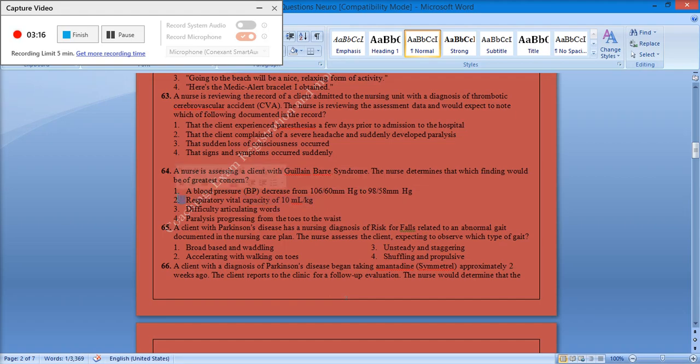65. A client with Parkinson's disease has a diagnosis of risk for falls related to an abnormal gait documented in the nursing care plan. The nurse expects to observe which type of gait? 1. Broad-based and bending. 2. Accelerating with walking toes. 3. Unsteady and staggering. 4. Shuffling and propulsive.